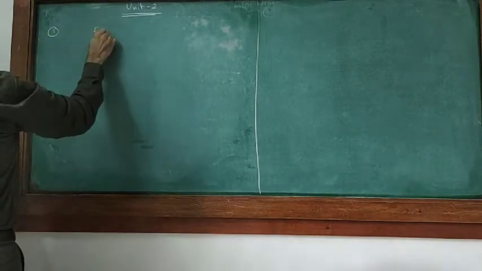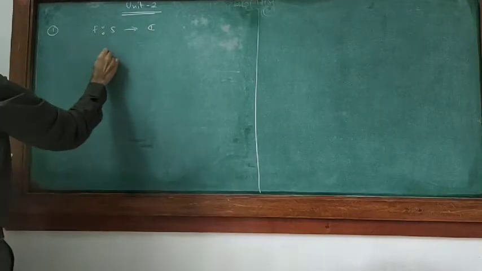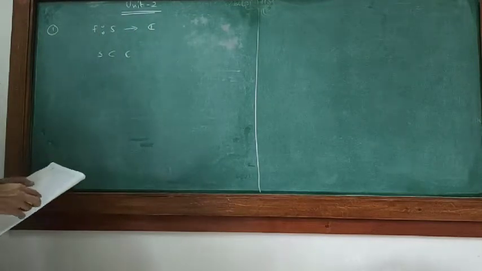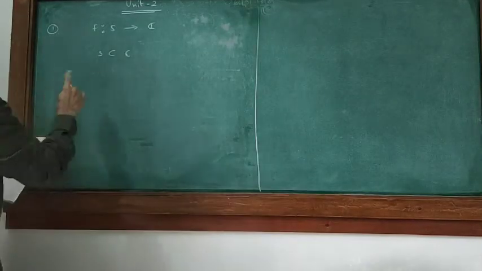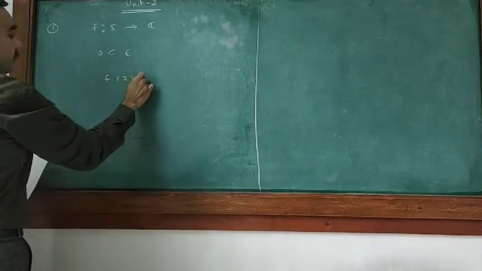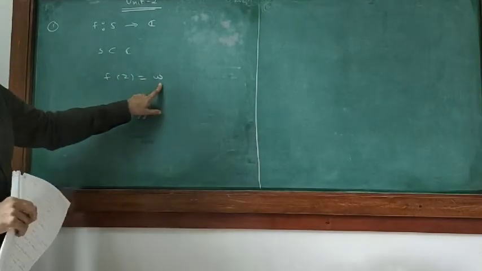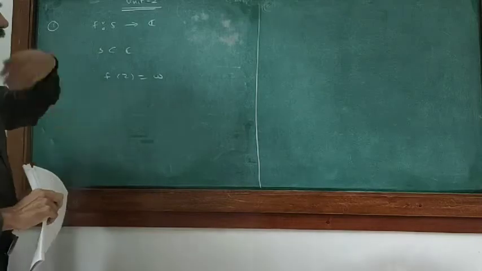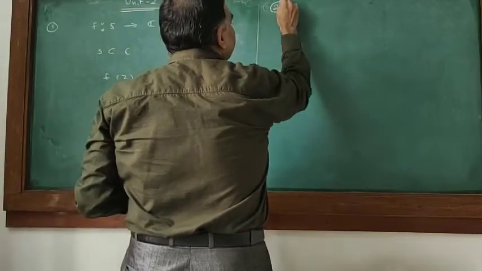F is from H to C. Obviously, S is a subset of the complex plane. And if we define f(z) equal to omega, or say w, z is a complex number, w is a complex number. I am just writing it here.